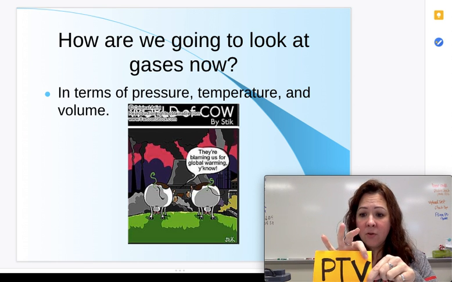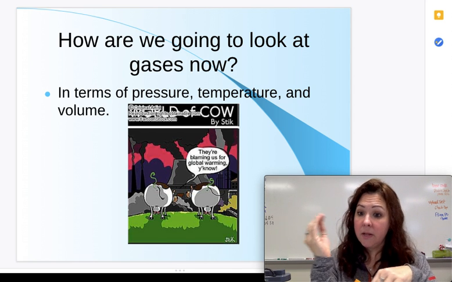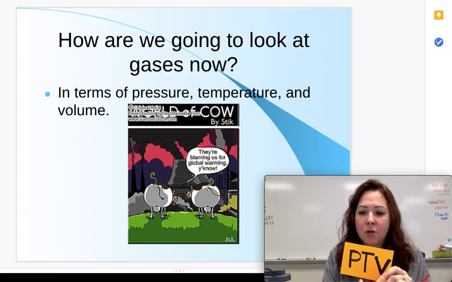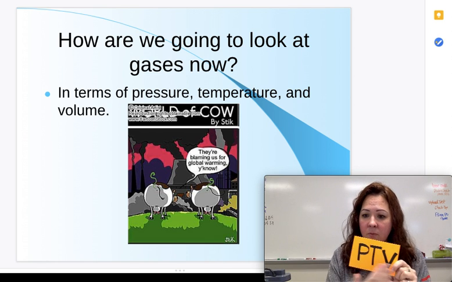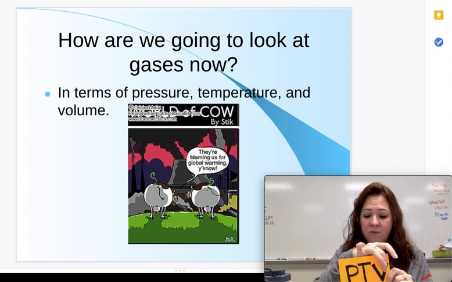And then your volume, you're always going to use liters. So if you don't have liters, we're going to have to go from, like, milliliters to liters, the most common volume conversion that you're going to have. They do need to be written in this order for your PTV. So you have pressure, temperature, volume.